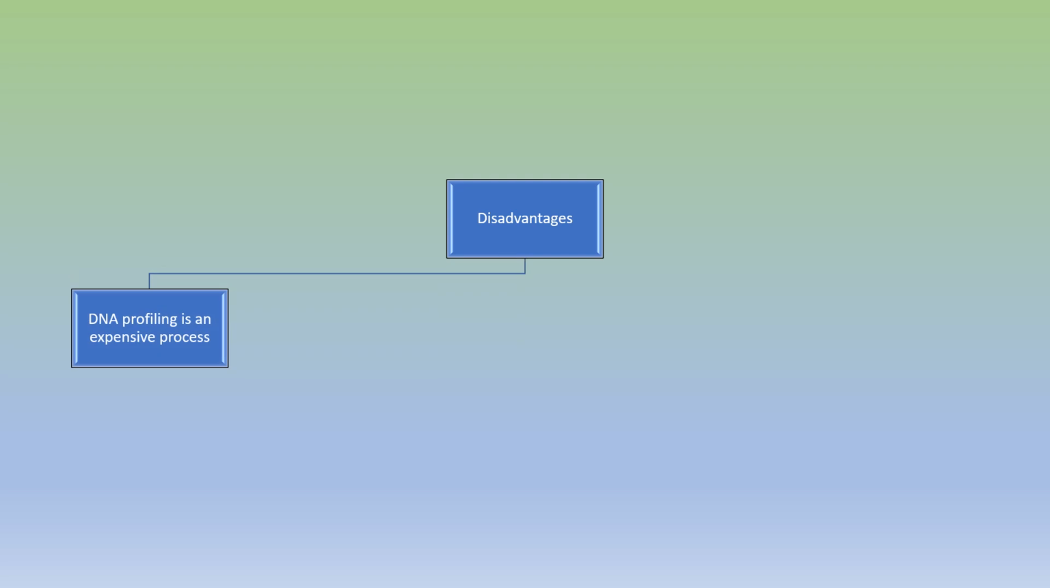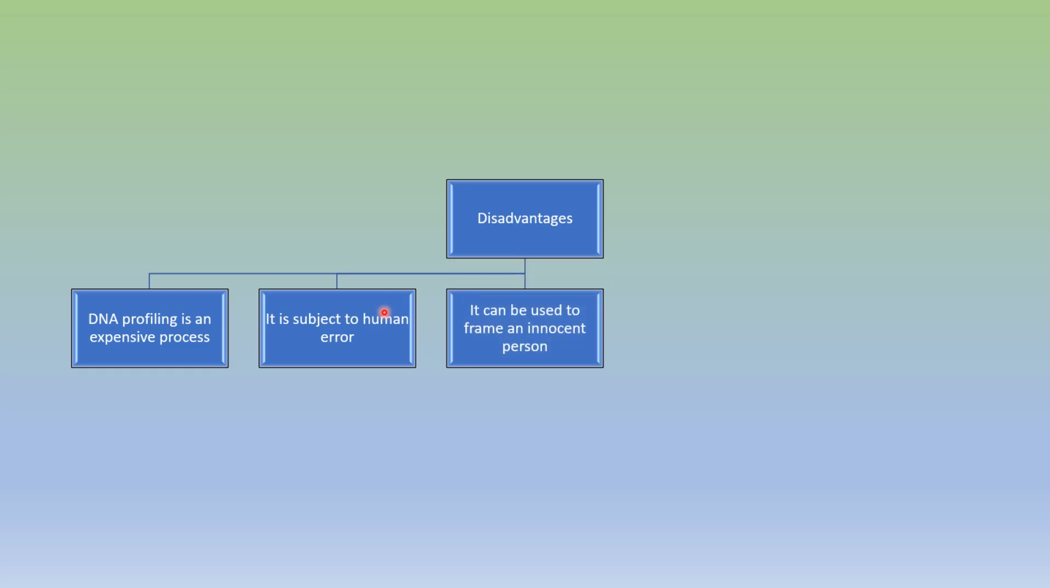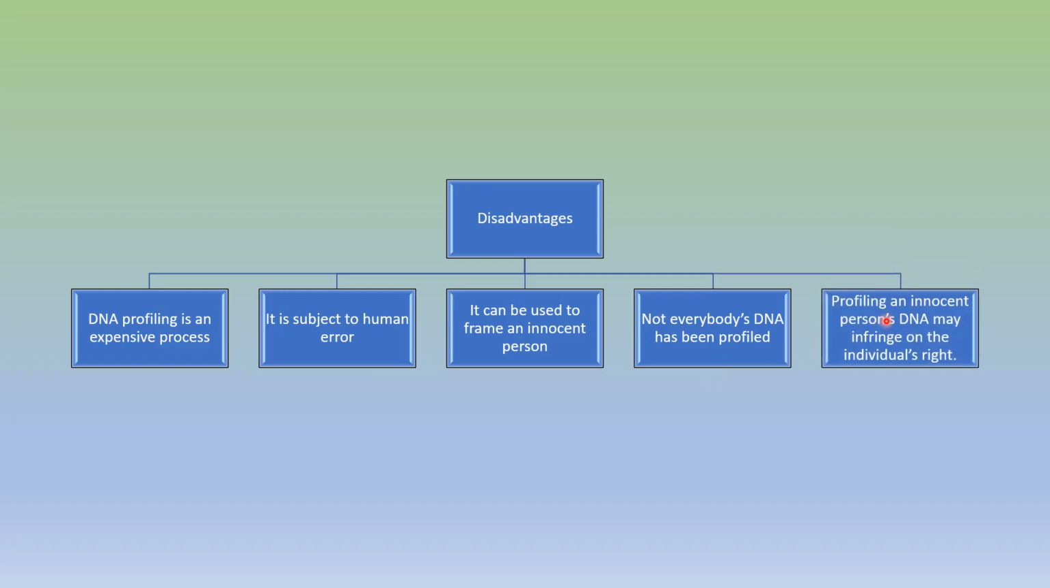However, with the disadvantages, DNA profiling is an extremely expensive process. It is often subject to human errors because people are doing this process, they often can make mistakes. It can be used to frame an innocent person, and you'll see this in movies where they plant biological evidence like hair. Not everybody's DNA has been profiled, and profiling an innocent person's DNA may infringe on their individual rights. So that's quite a key thing. It's a very touchy subject because you're dealing with biological material.